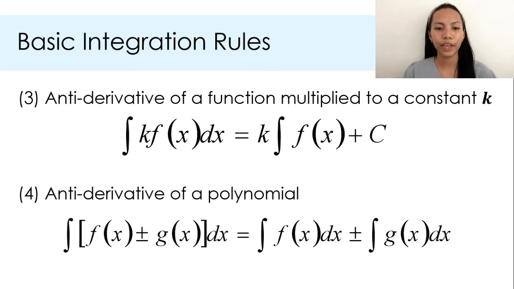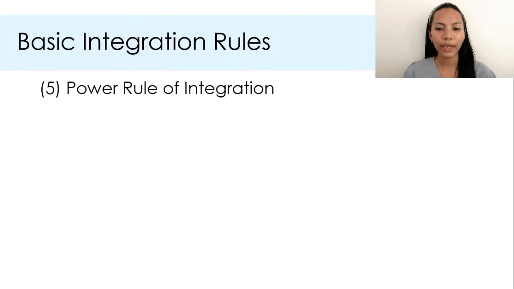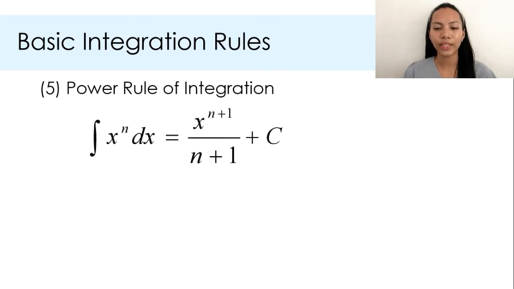Then, number 5 is the power rule of integration. So, dito naman is mag-add ka lang ng plus 1 sa kanyang exponent and sa ilalim naman is the same na n plus 1. So, the integral of x raised to the power of n with respect to x is equal to x raised to the power of n plus 1 all over n plus 1 plus c.